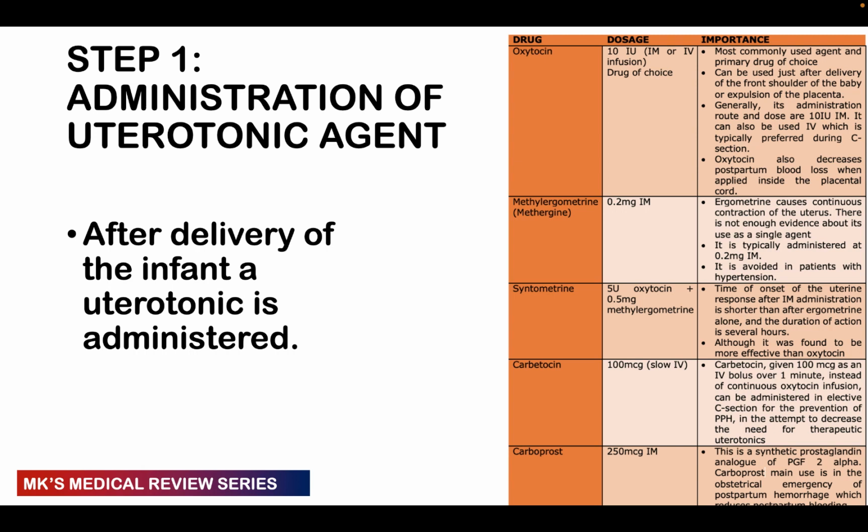Then we have a combination of methergine as well as oxytocin: 5 international units of oxytocin and 0.5 milligrams of methergine. Here, the time of onset of uterine response after IM administration is much shorter than that of ergometrine alone, and the duration of action is several hours, and it has been found to be much more effective than oxytocin. Then we have other drugs like carbetocin, 100 micrograms, slow IV infusion.